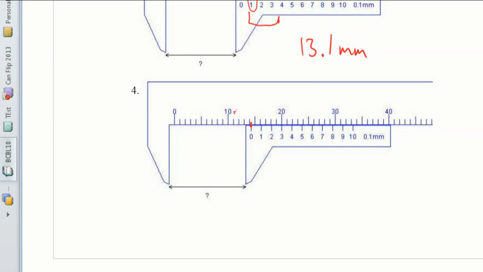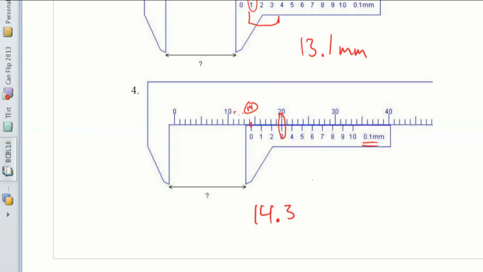So this is 11, 12, 13, 14. So there's our first scale. We read the 14. So we know we're going to have 14 point something. Everything on this scale is reading to 1/10 of a millimeter. So I need to figure out which one lines up. And it turns out the 3 is lining up.